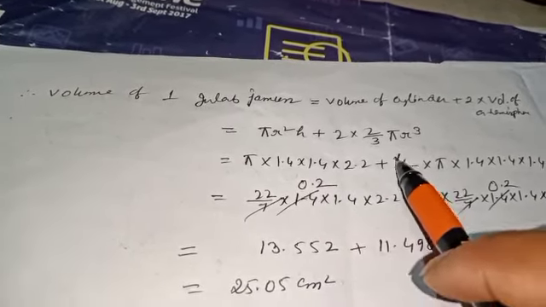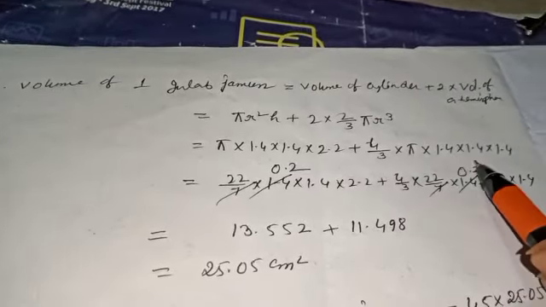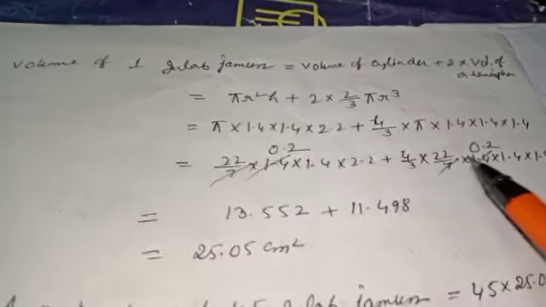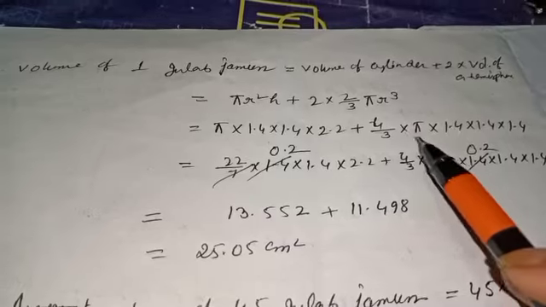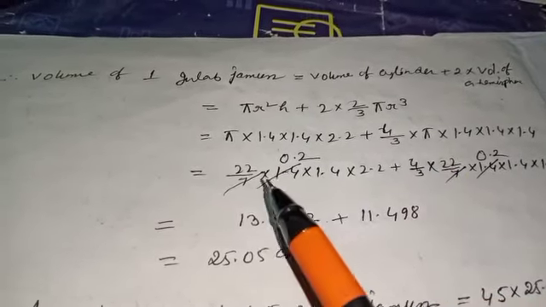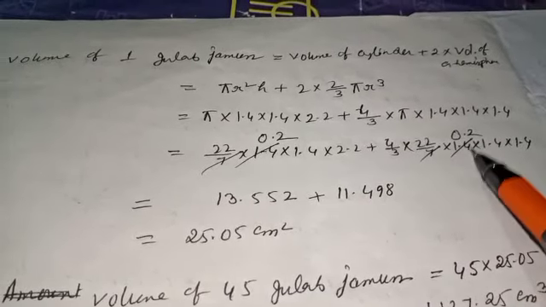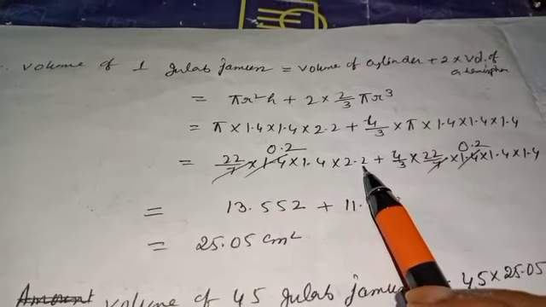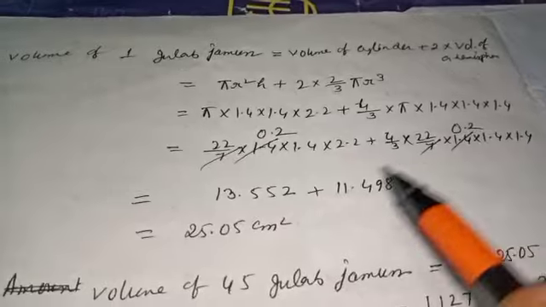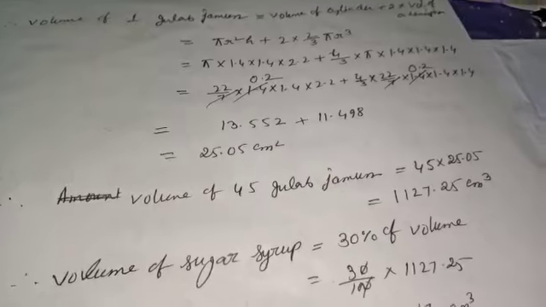plus 4 by 3 pi r cube, 2 into 2 is 4, then 1.4 into 1.4 into 1.4. Now for the value of pi you can put 22 by 7, here also you can put 22 by 7. Actually, I forgot to put it in the second line, but I have done it here. So 7 into 0.2 is 1.4, here also you can cut 7 into 0.2 is 1.4. If you multiply the remaining decimals, you will get 13.552, here also you will get 11.498. If you add these two, you will get 25.05 centimeter cube.